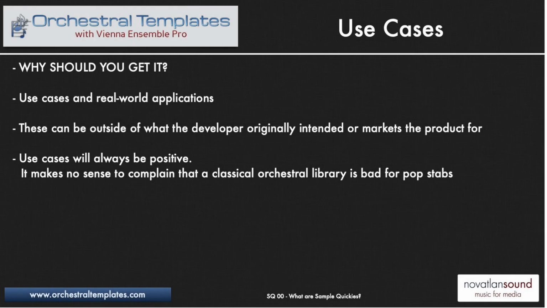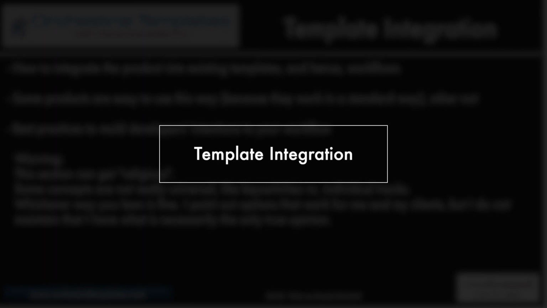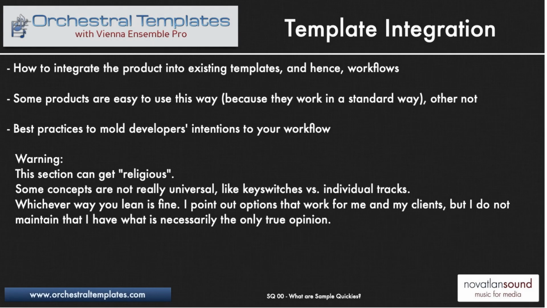The "Why should I get it" section deals with the reasons why you might want to look at getting that particular product. I point out use cases and real-world applications, sometimes outside the use intended by the developer. Some libraries are easier to integrate into an existing template and hence workflow than others. Here I'll show you how I approach this topic and how to find a middle ground between adapting the product to your workflow while taking into account how the developer intends it to be used. At times this section can get a bit religious, in that particular workflows intended by developers may not be universally shared, like key switches versus individual patches.